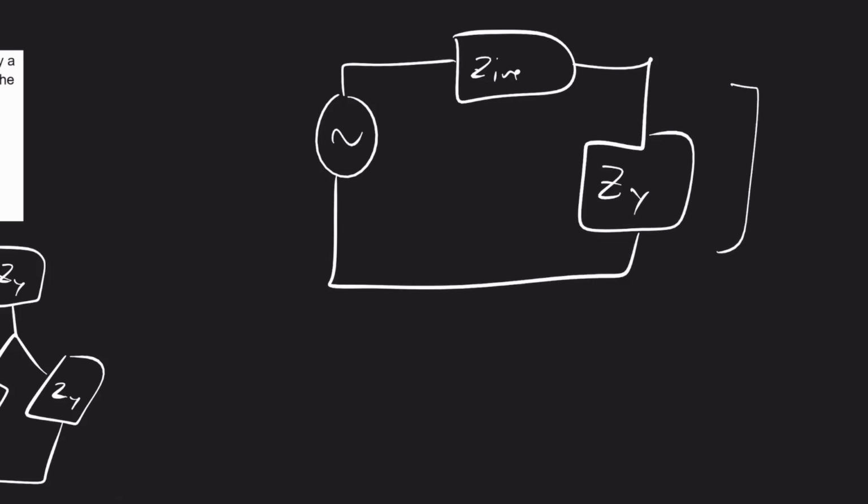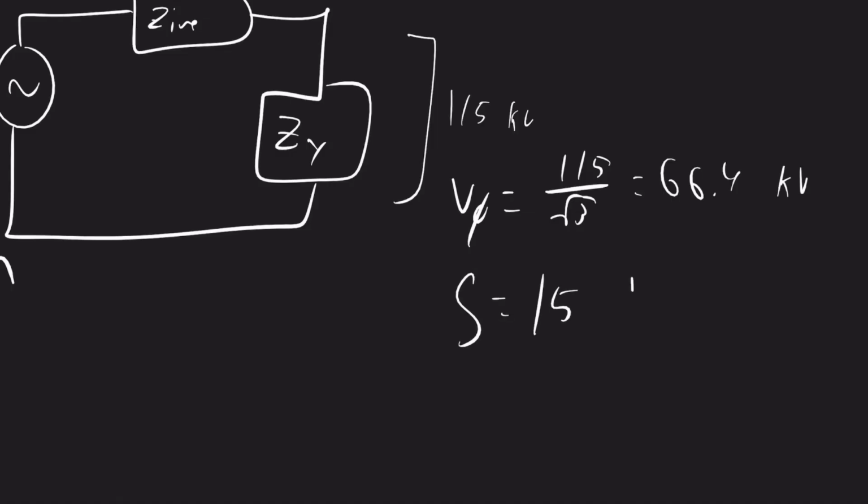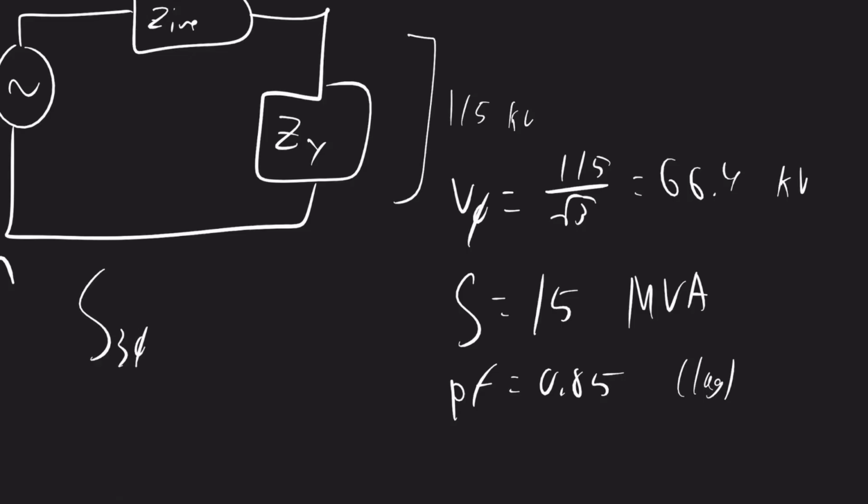We're given a voltage across ZY as 115 kV, but since down here is neutral, we want the phase voltage instead. So it'll be 115 divided by the square root of 3, which is 66.4 kV. We were given an apparent power of 15 megavolt amps with a power factor of 0.85, and we were told this is lagging. The formula for three-phase apparent power is 3 times V phase times I phase conjugate.